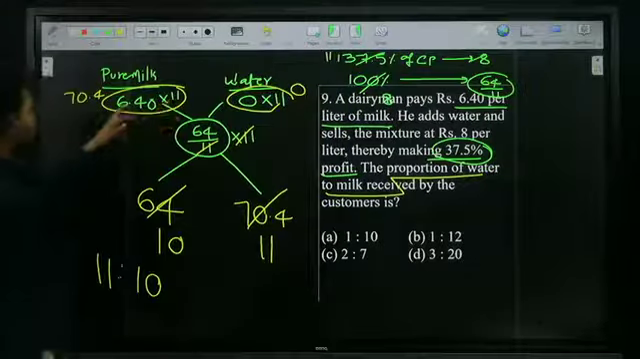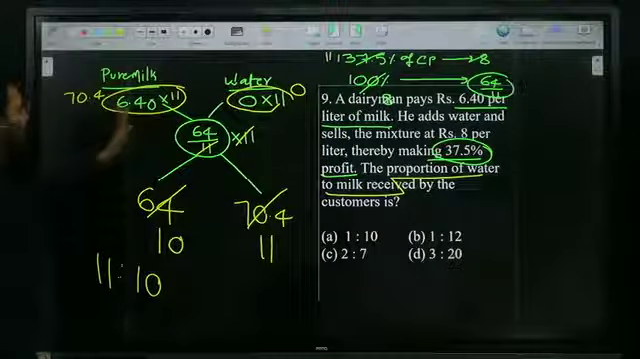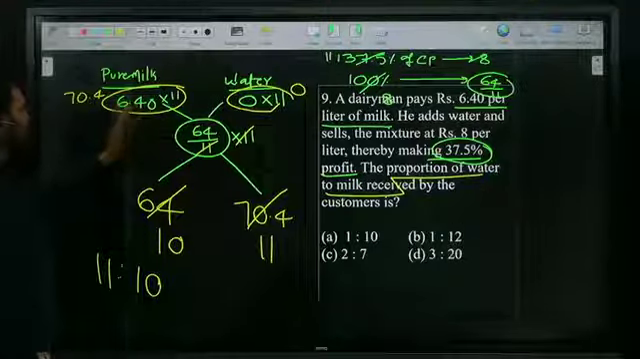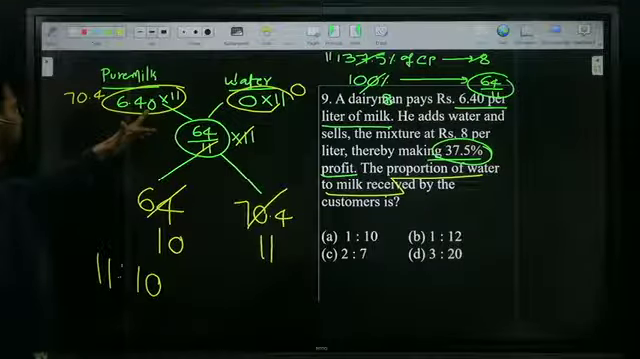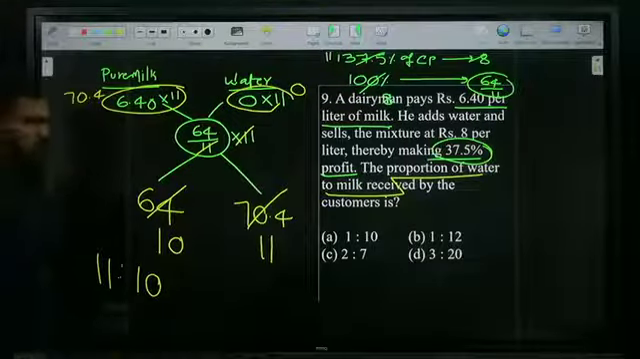11 into 6.4, 10 into 6.4 is 64. 64 plus 6.4 is 70.4 only.